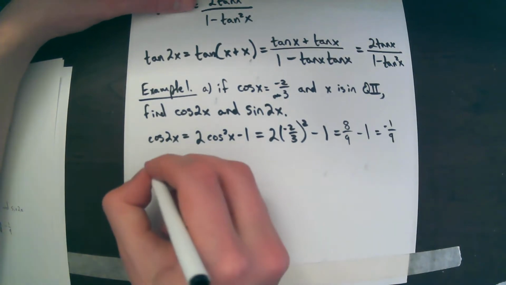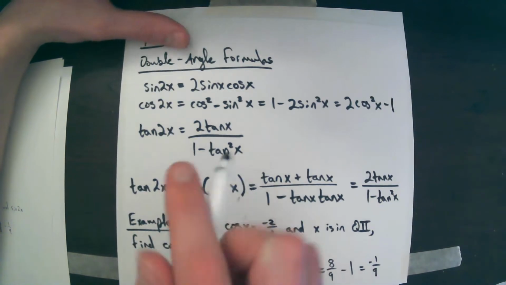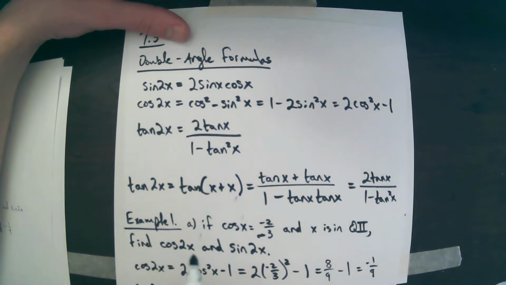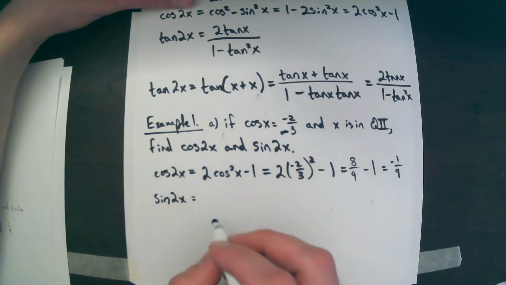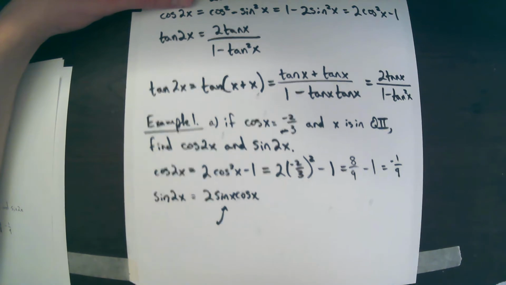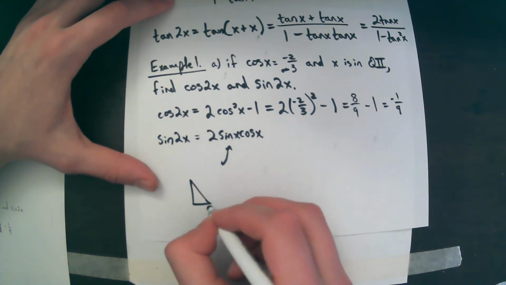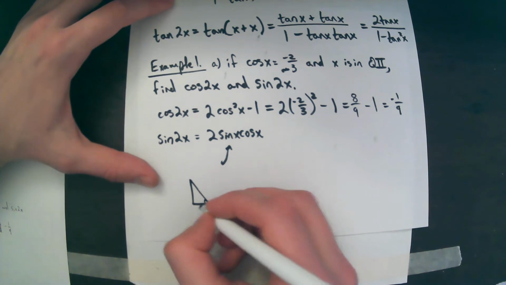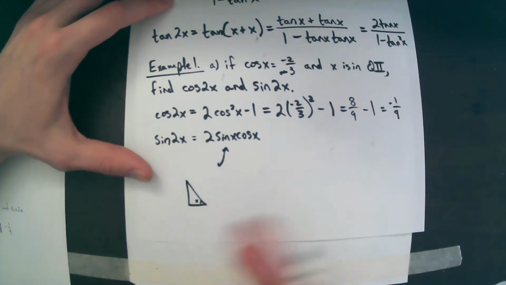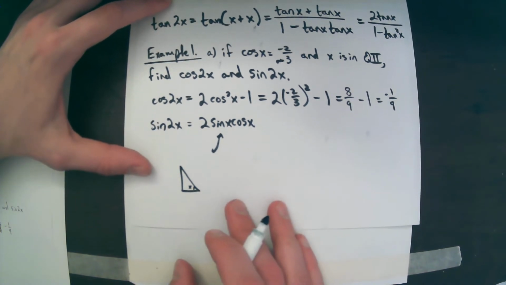Okay, there's that one. Now, sine of 2x is not quite as easy because sine of 2x requires me to know sine x and cosine x. I've got cosine x. Cosine x is negative 2/3. But I need to find sine x because this is 2 sine x cosine x. So that's why they gave us this information. I know that x is in quadrant 2. x is the angle here, by the way. They chose to use x as the angle in this problem, and I think in all the problems in this section.